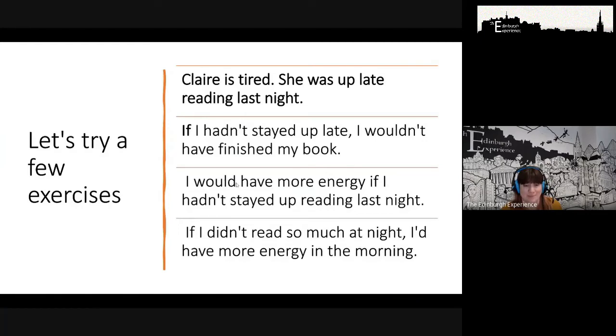Yeah. So hopefully you can see that that is our mixed conditional. Okay. So I'd have more energy now if I hadn't stayed up reading last night. So we have our hypothetical present, hypothetical past. Okay. If I hadn't stayed up late, I wouldn't have finished my book, is our normal third conditional. And if I didn't read so much at night, I'd have more energy in the morning is a normal second conditional. Hypothetical past, hypothetical present. Okay, the middles are mixed.